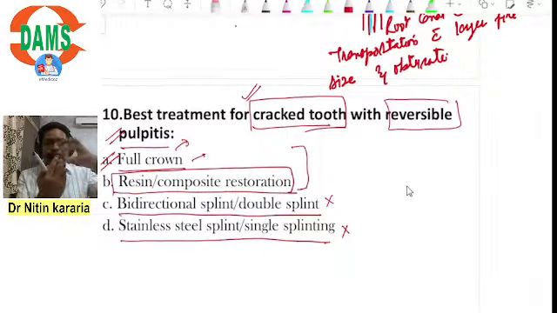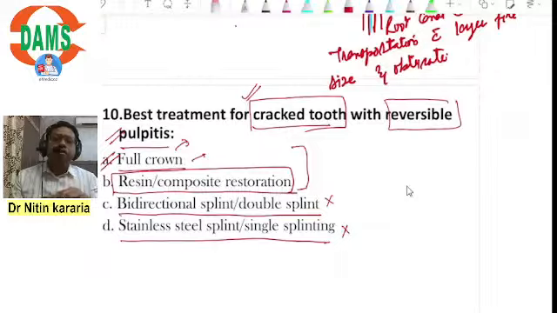There's a crack in the tooth, we put a full coverage crown. It is like a helmet on the tooth that would prevent not only the movement of the tooth fragments, but also the progression of the crack further. So if it is a salvageable tooth with a crack, the full coverage crown is the best option. So the answer would be option A.